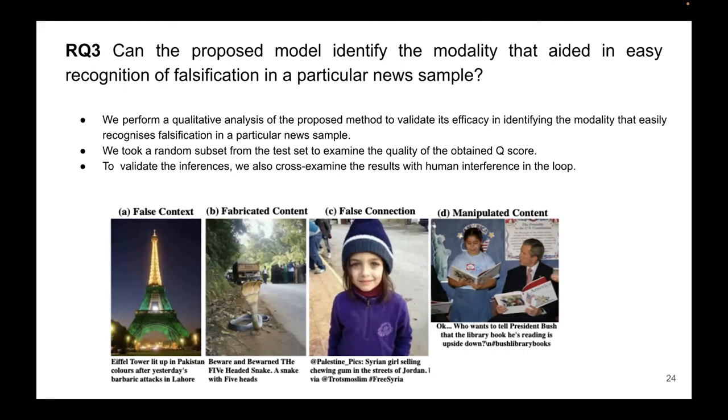For example, if you see figure B, that was a classic case of fabricated content, where content is created to deceive or to do harm. So both text and image provide strong confidence here in detecting the falsity, and our model also replicates that. The downweight factor Q assigned to text was 0.7 and to image was 0.4 respectively. And if you see figure D, which highlights a clear case of a doctored photo presented with genuine information to deceive the readers, this is a classic case of manipulated content, which was identified by the proposed model.